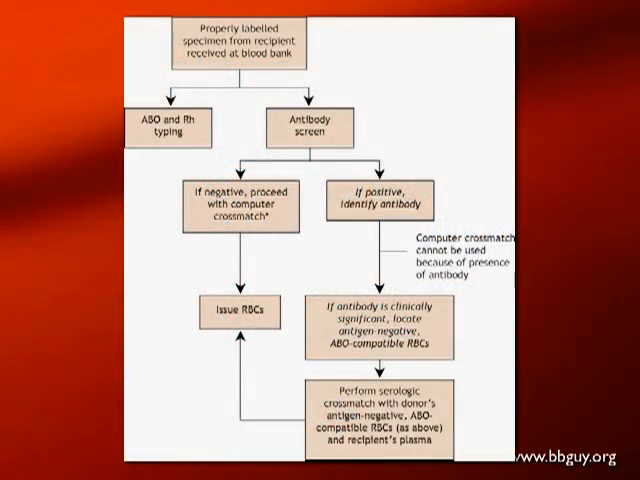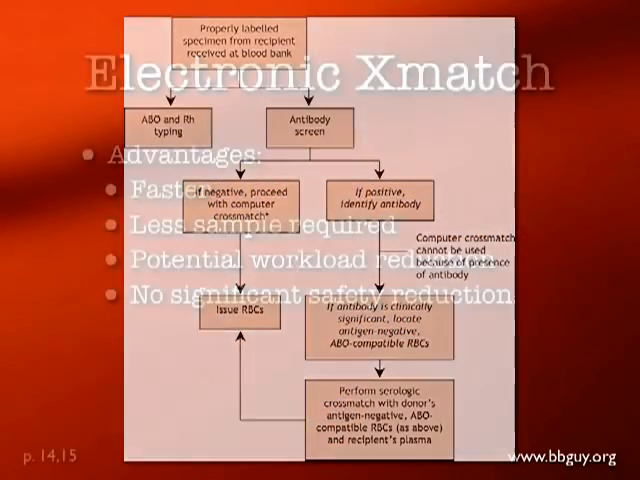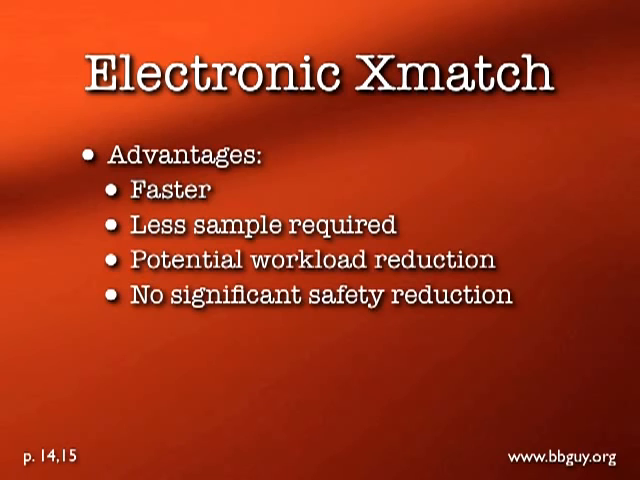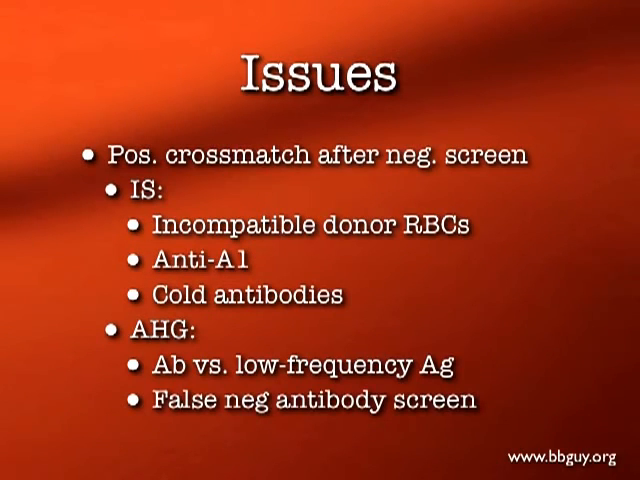Here's just a flow chart that talks about how to do that. Since we're short on time, I'm going to skip that. Electronic crossmatch is obviously potentially faster, way less sample required and less reagent required for the most part, and has the potential to reduce workload, again, for obvious reasons.